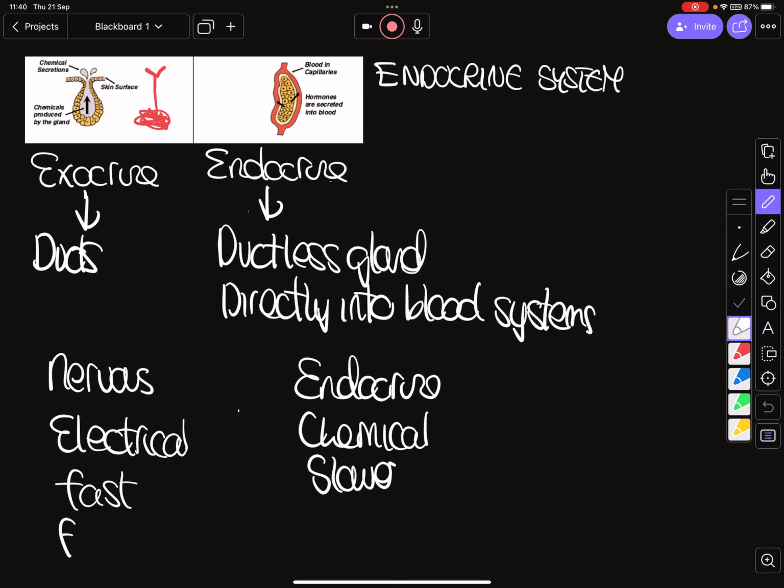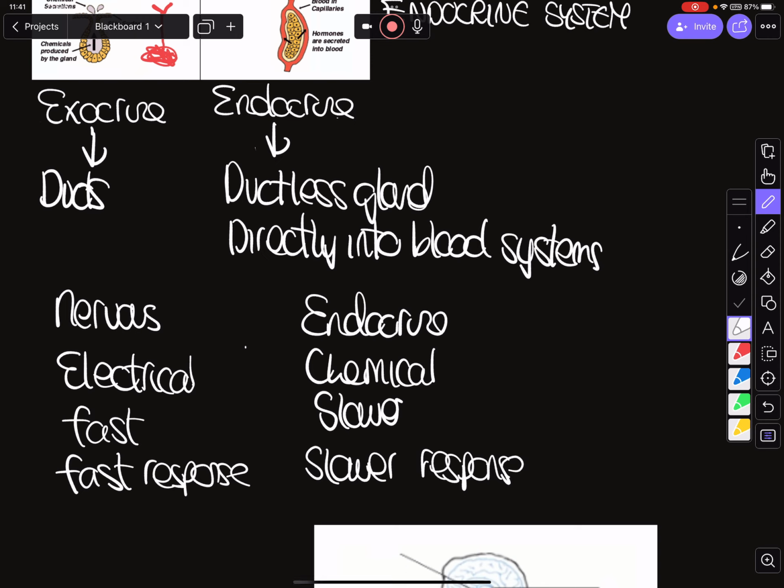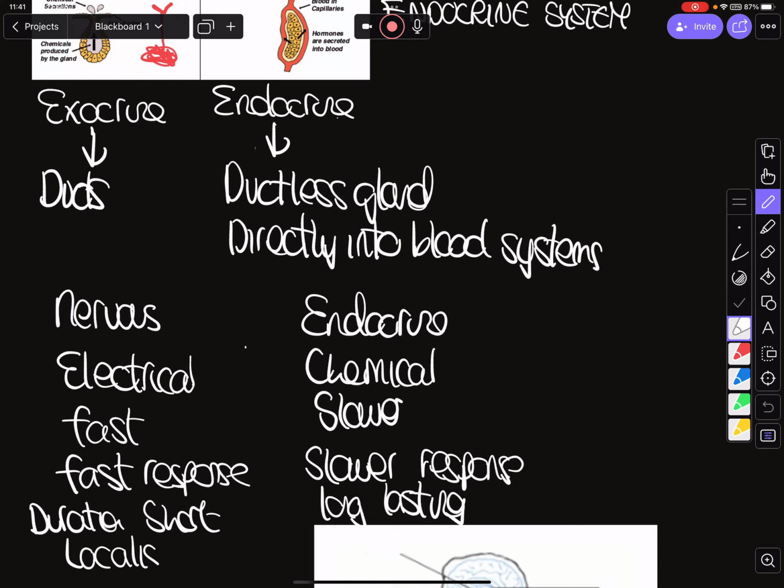The response, you get a fast response with your nervous system, and you get a much slower response. So you can think about the joy that is puberty. When you all went through it, you didn't go to sleep one night and wake up the next day and it was done. It takes some time. Then in terms of your duration, it's going to be very short with your nervous system, and this is long lasting. So again, once you start shaving, for example, you're going to do that for the rest of your life. And in terms of location, the nervous system is a very localized area that's going to be affected, whereas your endocrine is going to be widespread all over your body.